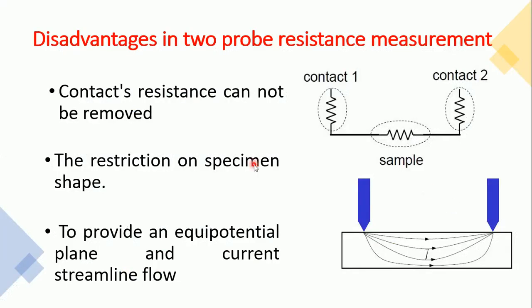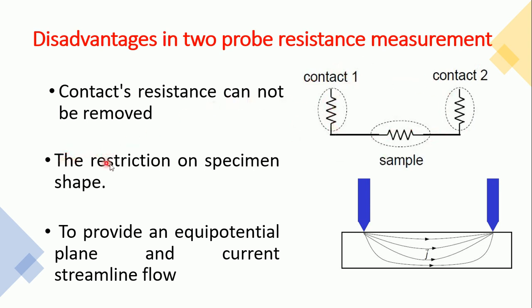But there are a few disadvantages in the two probe resistance measurement process. The first one is that contact resistance cannot be removed. As you can see in this picture, this is the sample resistance, and this is one probe and this is another probe. The connection between the probe and the sample has some finite resistance, so this is also included when we measure the resistance of the sample. In two probe measurement we cannot remove these two contact resistances. This is one disadvantage.